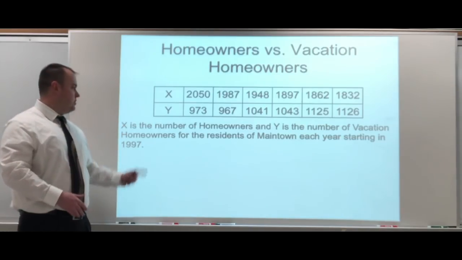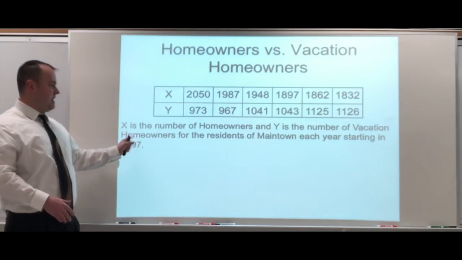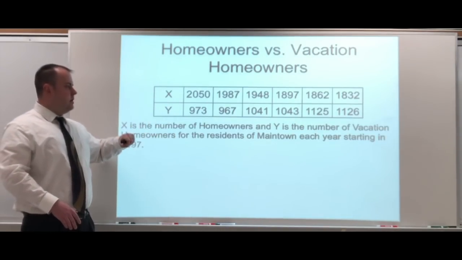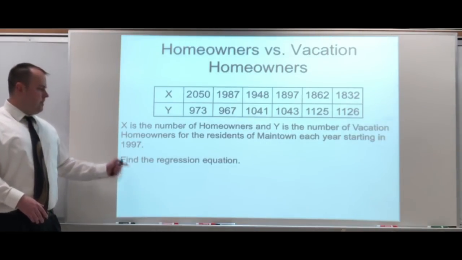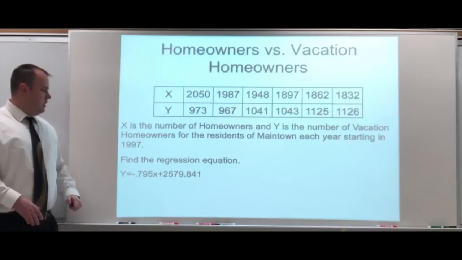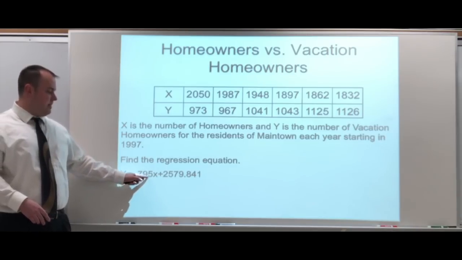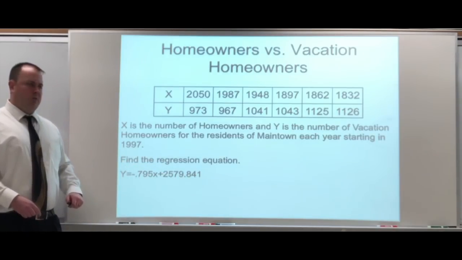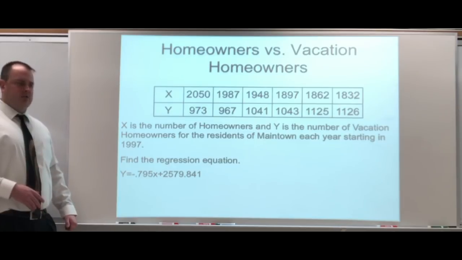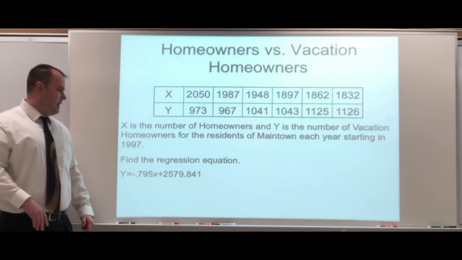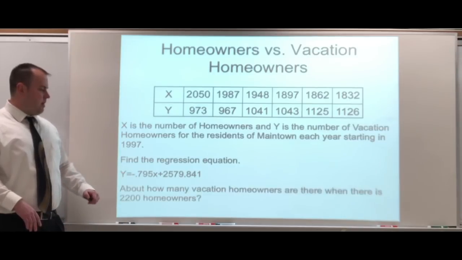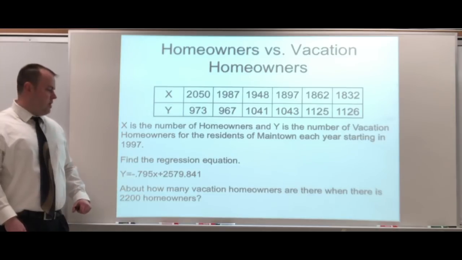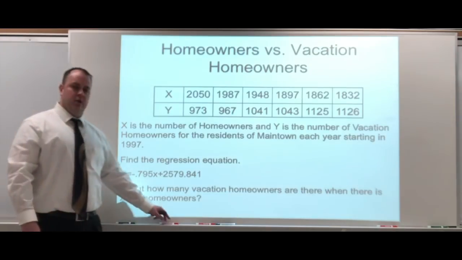Homeowners versus vacation homeowners. X is the number of homeowners, Y is the number of vacation homeowners. Okay, so again, we're talking about a number of people. These are counts. Okay, so the regression equation, L1, L2, lin-reg, y equals negative 0.795x plus 2,579.841. Okay, we'll talk more about that negative sign and how it affects the slope in a little bit when we start interpreting slope and y-intercept. Right now I want to practice what type of problem you would see about how many vacation homeowners there are when there are 2,200 homeowners. Okay? So this is making your predictions.